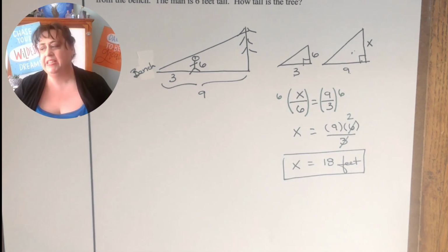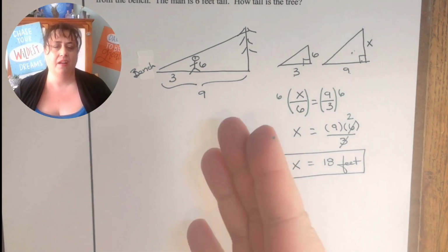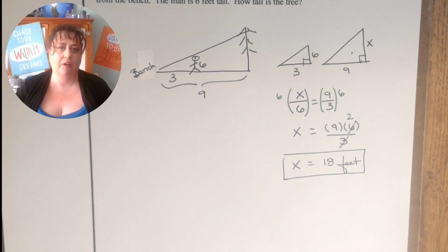So that's it for today. Today we looked at similar triangles. We looked at how to prove that they're similar and then how to use them to find measurements that are hard to do, like climbing up a tree. A little bit hard to do.